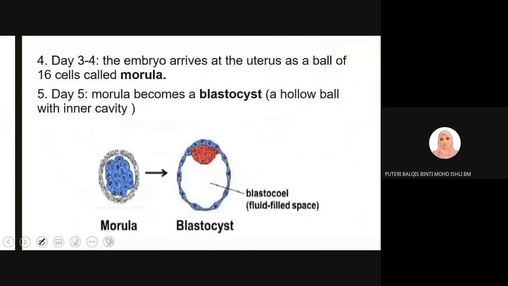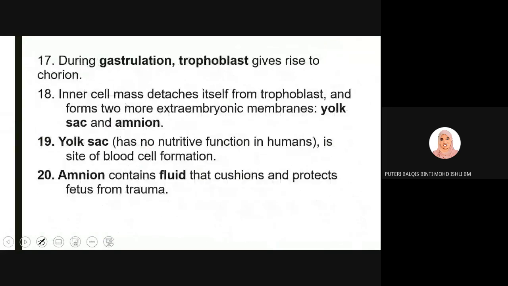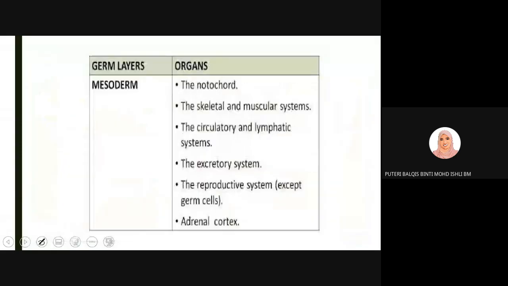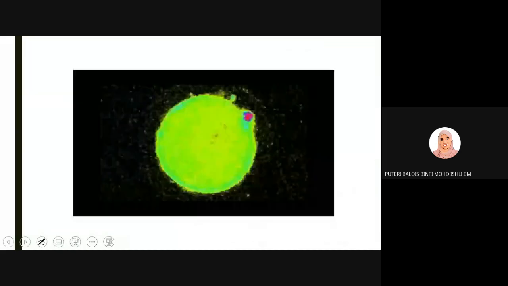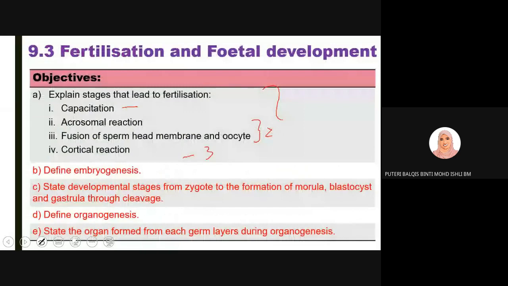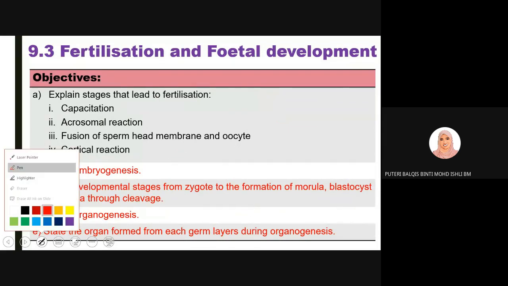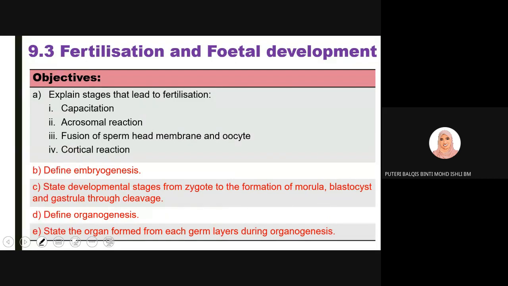Embryogenesis. Grup ketiga, 1, 2, 3. Grup keempat, grup kelima. Ini grup pertama tadi kan? Pertama, kedua, ketiga. Ketiga ni termasuk define. Grup keempat. Ini grup pertama. Grup kedua. Grup ketiga. Grup keempat. Grup kelima. Saya akan bagi awak kepada 5 grup and then discuss and then present.